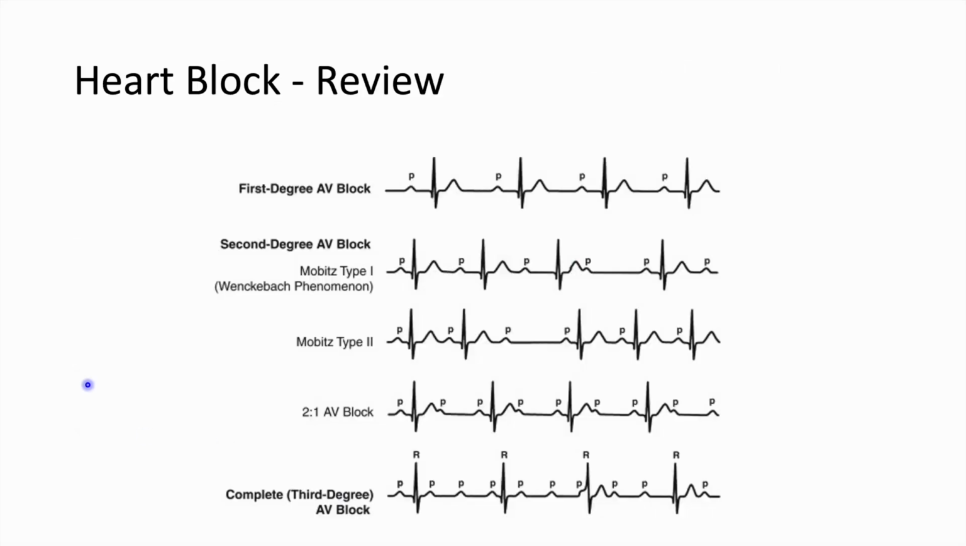And so here's a summary slide of that. First degree, you just have a prolonged PR interval. Second degree, type 1, is going, going, going, gone. Longer, longer, longer, drop, PR interval. And why is it the PR interval? Think about it. That's because the PR interval is the delay from your SA node firing, your atrial contraction, delayed in the AV node to contracting the ventricles. And so a longer delay is more of a block in your AV node.